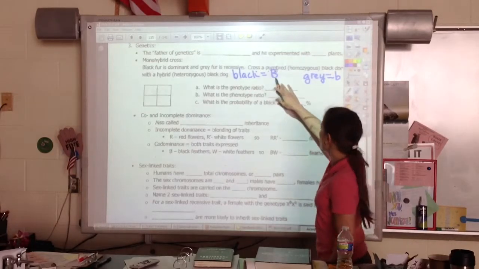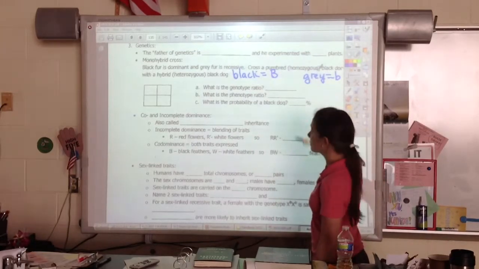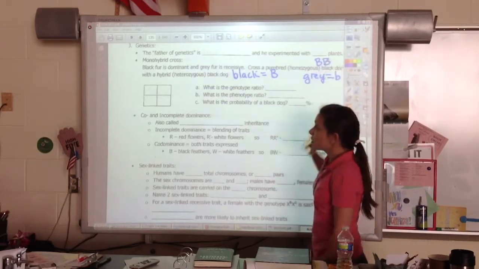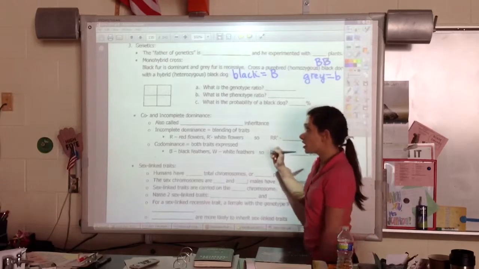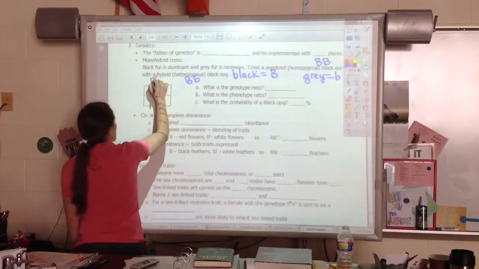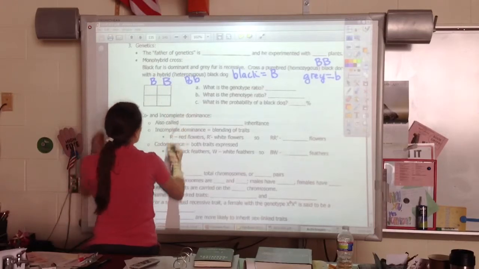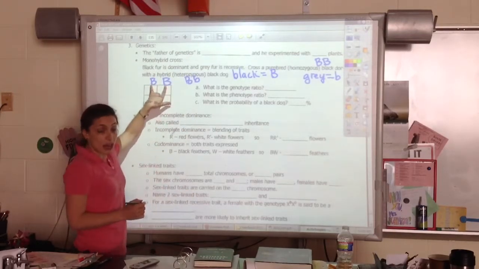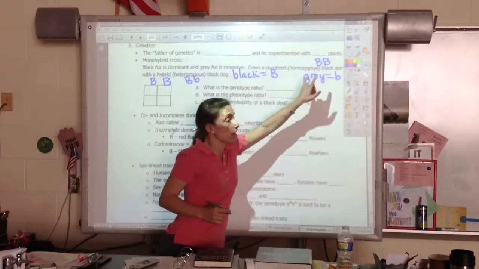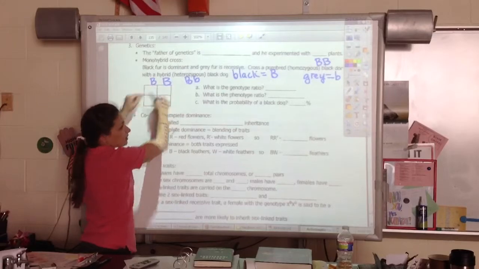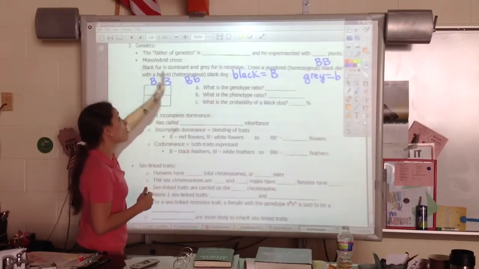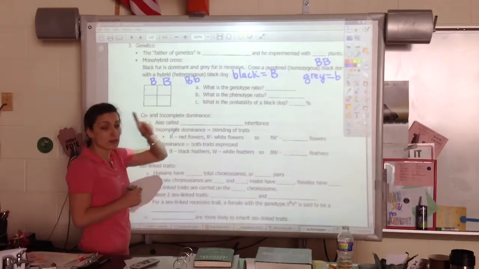And so we're crossing a purebred or homozygous black dog. So that dog is going to be big B, big B, with a hybrid black dog, heterozygous, big B, little b. Now we can put that in our Punnett square. Remember that when we write a parent's genotype, this black dog's genotype, these two letters, we actually separate the two letters because this parent is either going to give the big B or this big B, but only gives one.